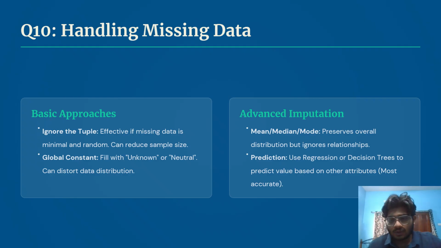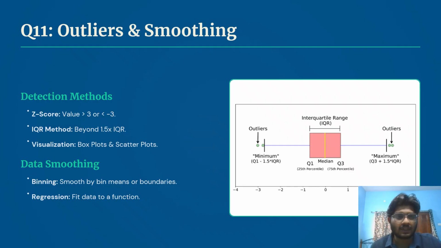Now let's go to the next question. Question number 11, outliers and smoothing. So next we look for data that is acting abnormal, what we call outliers. See, if the average in our class is 22, and one student has 65 marks, then the person is an outlier. Yes, the person is an outlier.